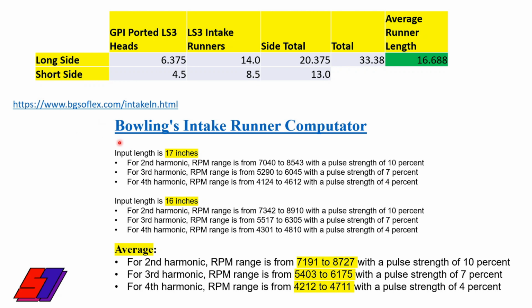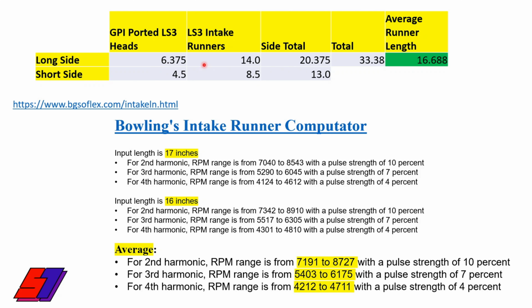And the only downside, though, is that you cannot do decimals. It's in inches, it's not in metric or anything like that. So it's in inches, but you can only do whole inches. So in my case, I had some LS3 ported heads from GPI and the LS3 intake runner.